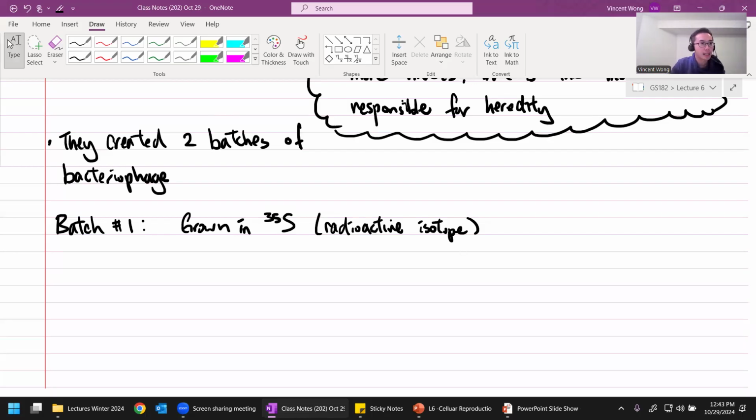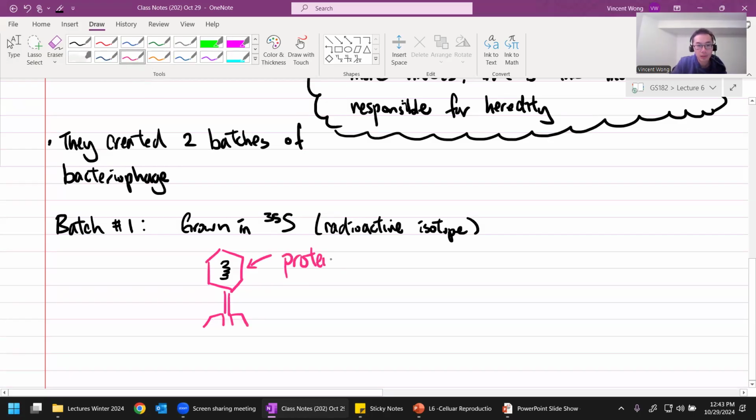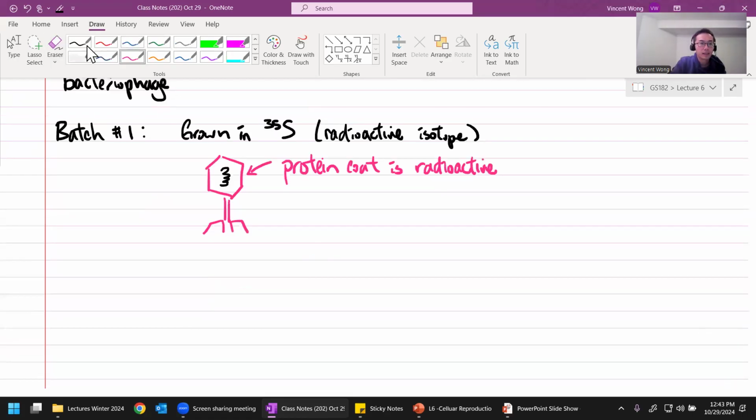Okay, so Peace said protein is radioactive, and Micah said the same thing. That's correct, because protein contains traces of sulfur, but DNA does not. So let's draw that out. We're going to have the radioactive protein shell, the protein coat, and then the regular DNA inside. So the protein coat is radioactive.